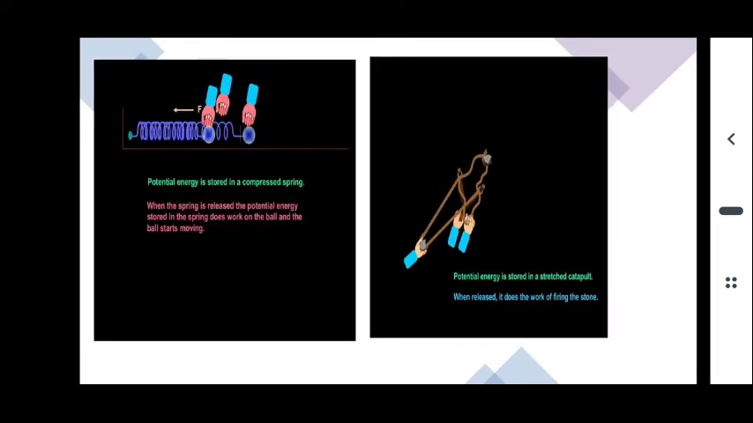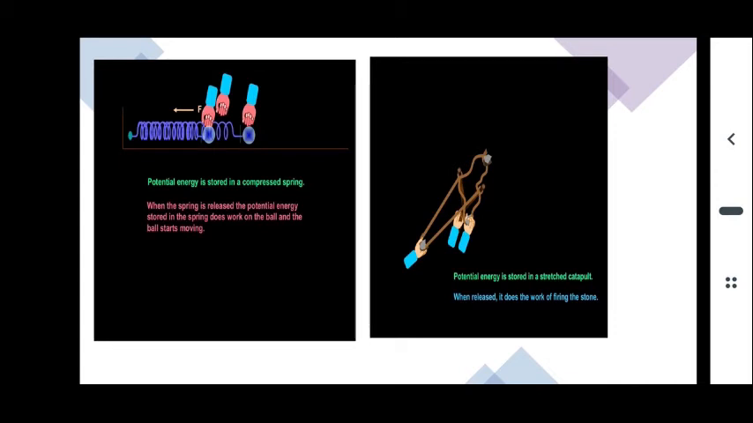Similarly, potential energy is stored in a compressed spring also. When a spring is compressed and kept, pressure and force are created in it, and it bears that. Once you release it, it jumps up and pops up. This shows it has some energy, so only then can it pop up.